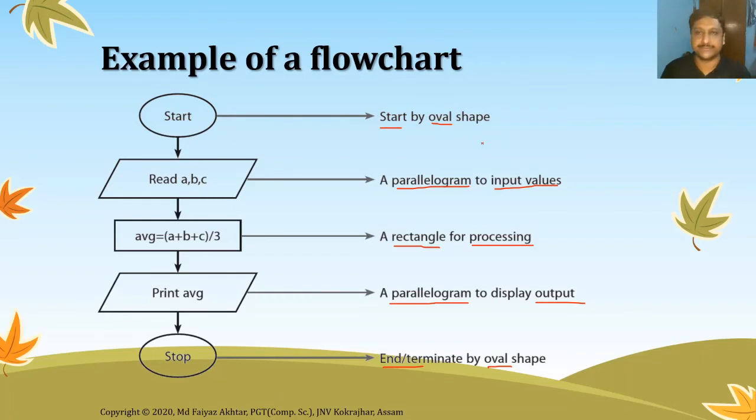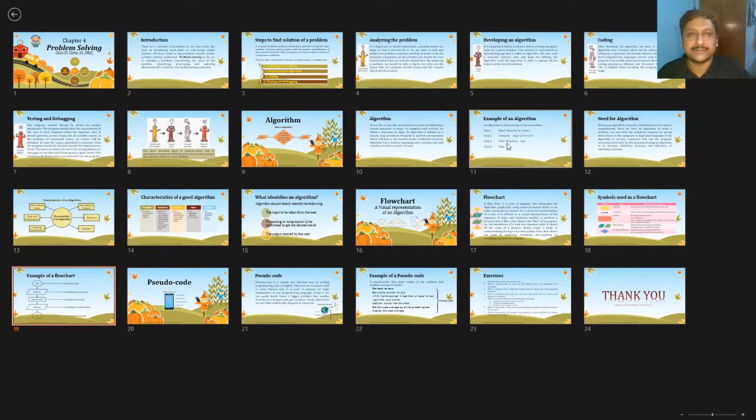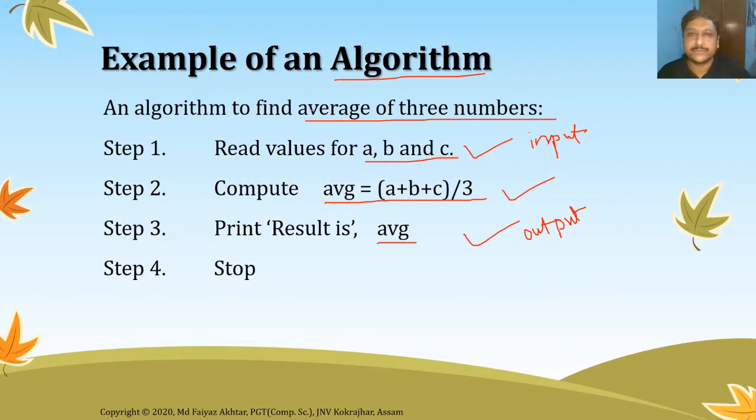Okay, understood? This is the flowchart to compute the average of 3 numbers, and this is the algorithm to find the average of 3 numbers.